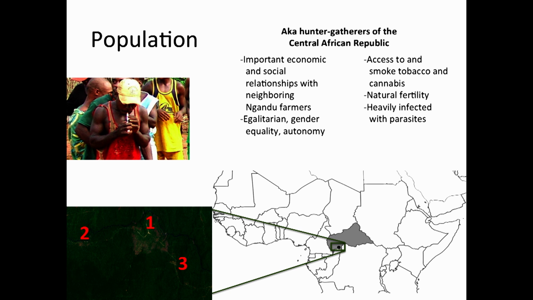I've already said this, but they're egalitarian, with gender equality and autonomy. They have access to and smoke tobacco and cannabis. And they're also, and this is really important, something that makes them unique and very different from the types of populations typically studied by substance use researchers: they're what's called a natural fertility population. This means they don't have access to and don't use modern contraceptives. In other words, many of the women during their reproductive years are often pregnant or lactating. They're also heavily infected with parasites, and I will revisit why that's important as we continue here.